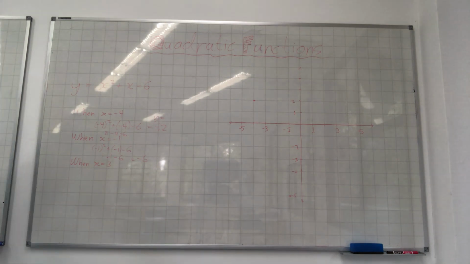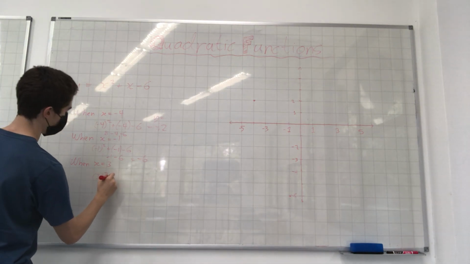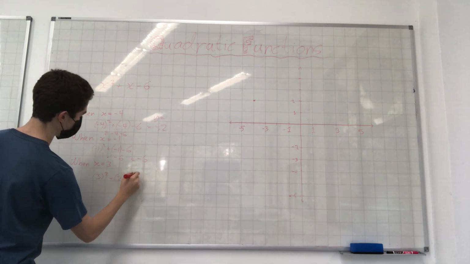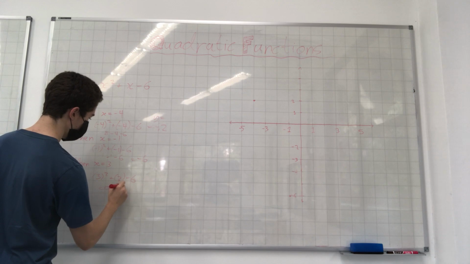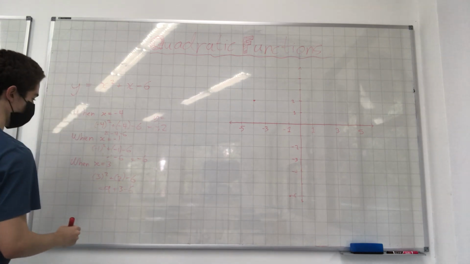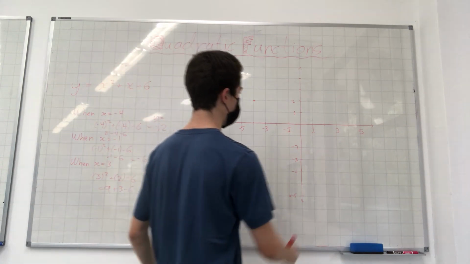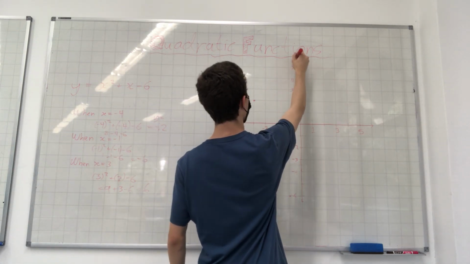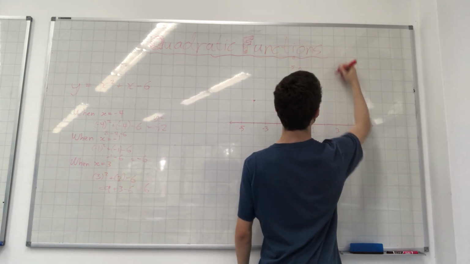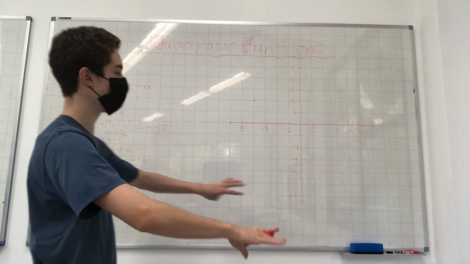Last point, when x equals 3, we have 3 squared plus 3 minus 6, which gives us 9 plus 3 minus 6, which is 6. Our last point is 3, 6. Oh wow, that is too high. Here, 6. Okay?